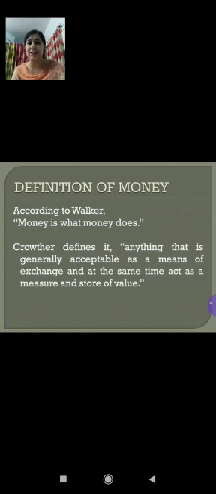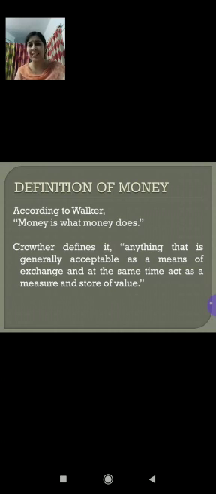Walker said that money is what money does. Money is what money does. So whatever roles money plays, that is money. So that was a bit of an incomplete definition. So we'll be learning about the definition given by Professor Crowther. Professor Crowther has given a complete definition of money.